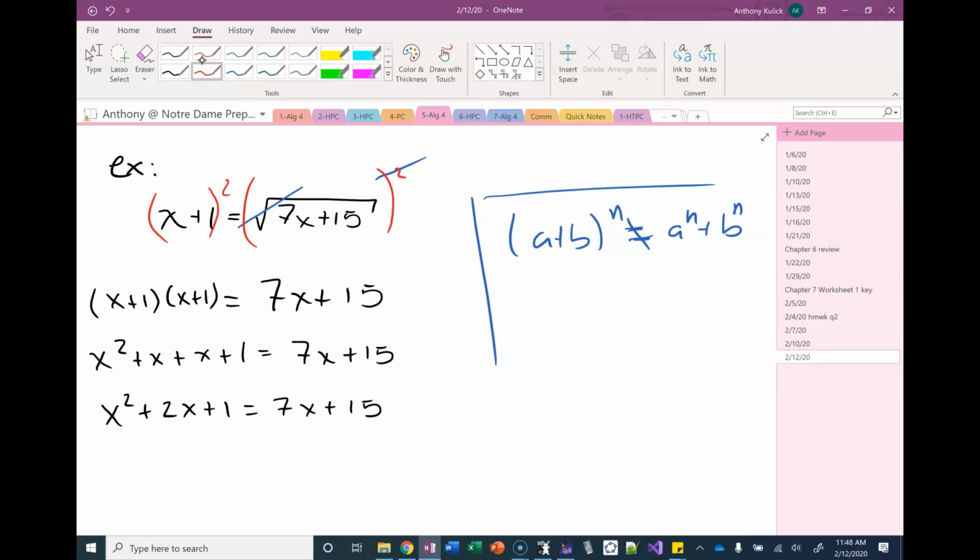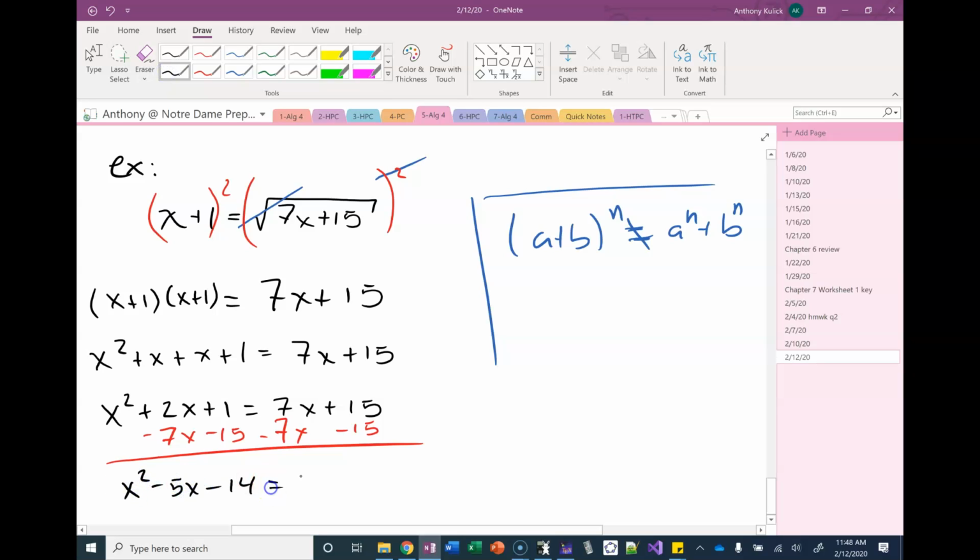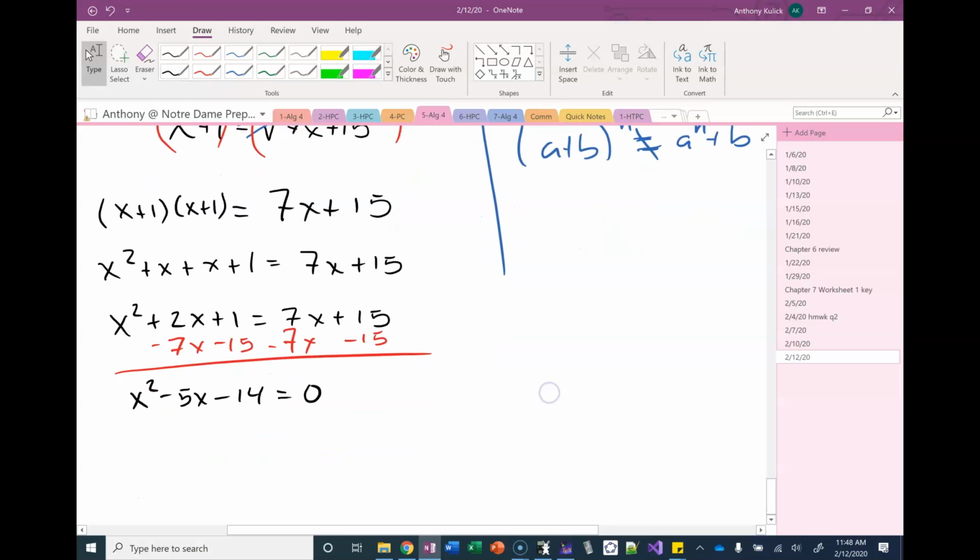Well, before I can do any of those things, what has to happen? What does it have to equal? It has to equal 0. So let's start here by subtracting 7x and 15 from both sides to get it equal to 0. Everybody happy there?